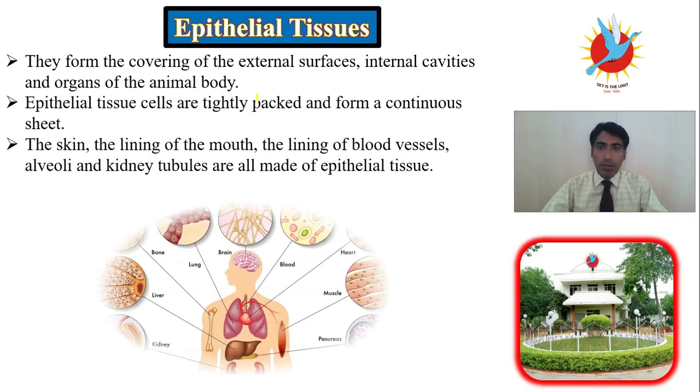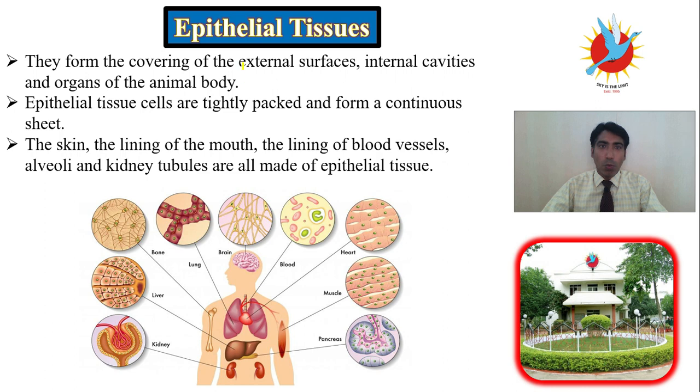So first we are going to discuss epithelial tissue. What is the meaning of the word epithelial? Epi means outer or upper. So epithelial tissue remains as a covering around each and every body part. They form the covering of the external surfaces, internal cavities and organs of the animal body. Cavities are the hollow spaces, either filled or empty, present inside our body.